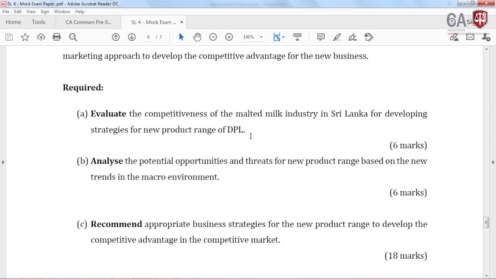This is one of the areas where you have to do more work. For the first 2 parts, for each one, the examiner has allocated only 6 marks, but here 18 marks, 3 times compared with A or B, 3 times the mark allocation. Therefore, you have to put more effort into answering this.